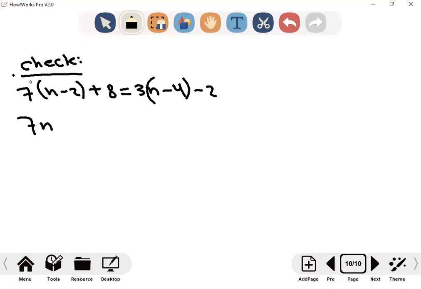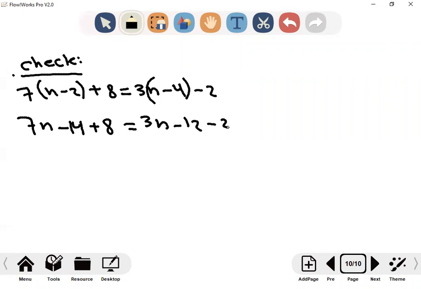Give me 7 multiply negative 2, that is negative 14. Plus 8, plus 8, no problem, right? Equal 3 times n, 3n, 3 times negative 4, negative 12, no problem, right? Now I have 2 terms with variables and 4 terms with numbers, right? Let's put the 2 terms with the variable here and all the numbers, push them where? On the right side, yeah.